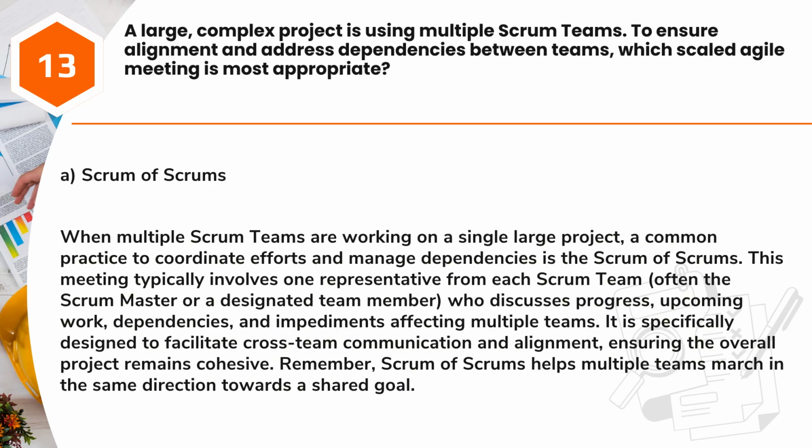Answer: A. Scrum of Scrums. When multiple Scrum teams are working on a single large project, a common practice to coordinate efforts and manage dependencies is the Scrum of Scrums. This meeting typically involves one representative from each Scrum team, often the Scrum Master or a designated team member, who discusses progress, upcoming work, dependencies, and impediments affecting multiple teams. It is specifically designed to facilitate cross-team communication and alignment, ensuring the overall project remains cohesive. Remember, Scrum of Scrums helps multiple teams march in the same direction towards a shared goal.